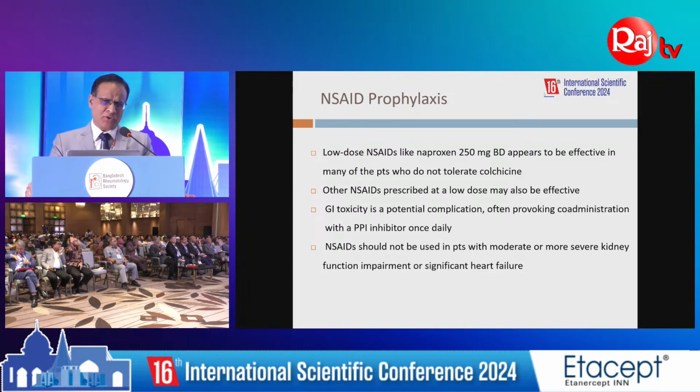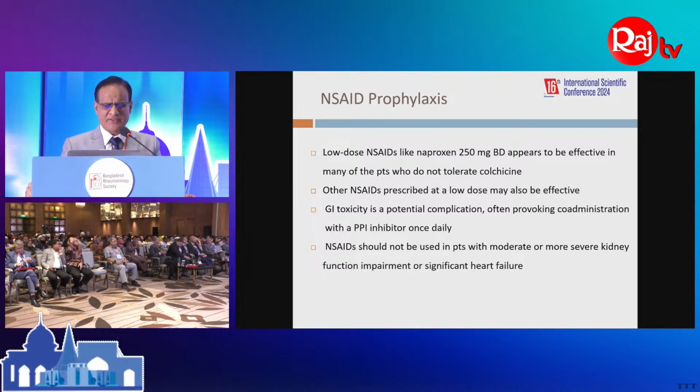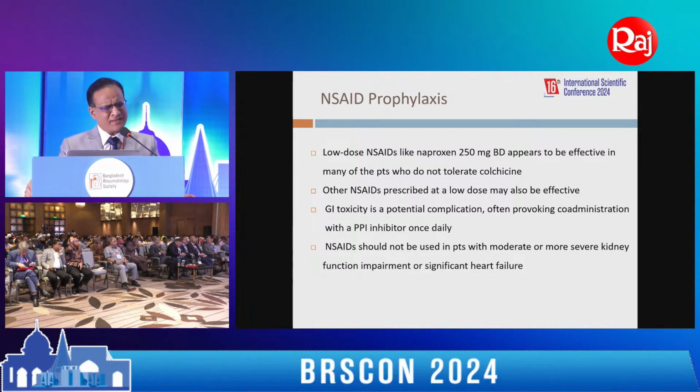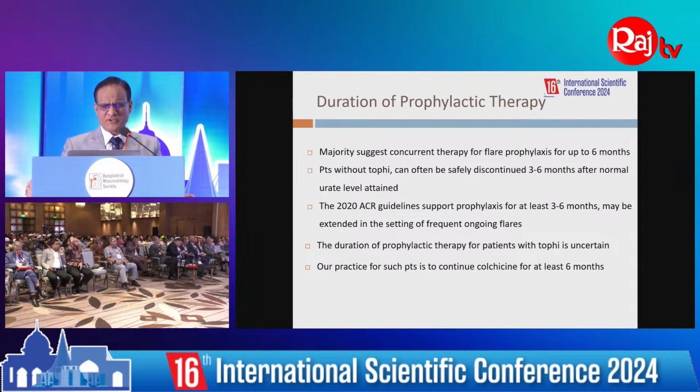Sometimes when colchicine is contraindicated or the patient cannot tolerate colchicine, we can use low-dose NSAIDs, especially naproxen and other NSAIDs, as prophylaxis for gout patients.